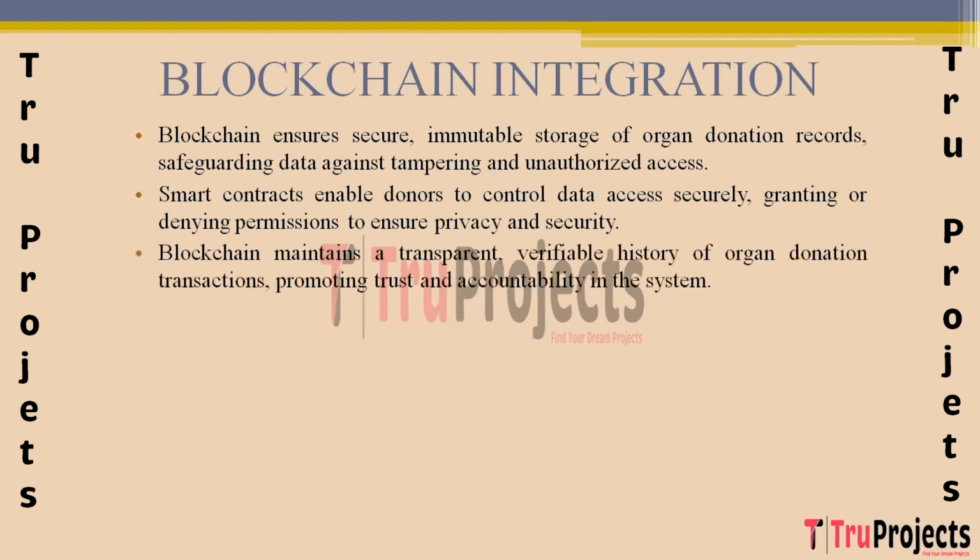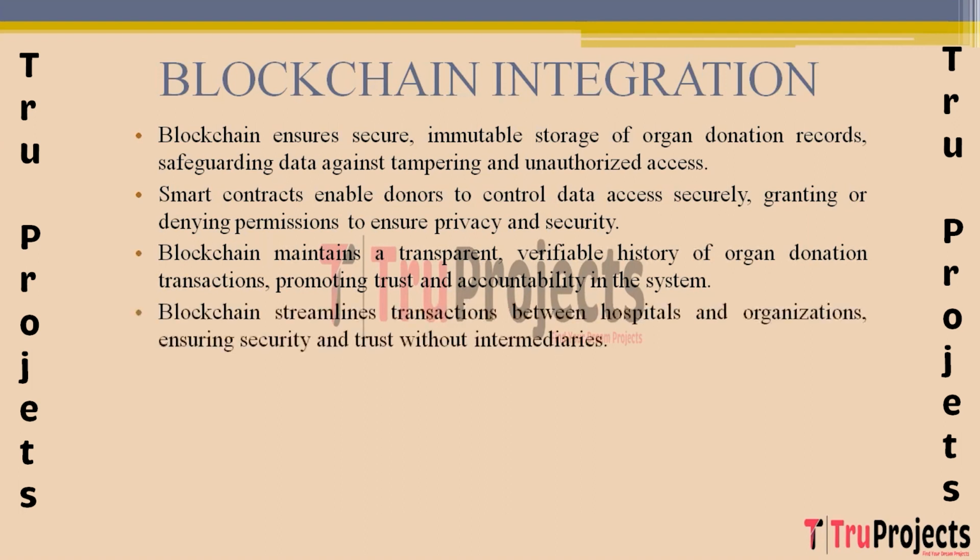The blockchain's transparent ledger can provide a complete and verifiable history of all organ donation transactions, including access requests and updates to certificate credentials. This transparency builds trust and accountability within the system. And blockchain can enable efficient and secure transactions between hospitals and organizations. When access to donor data is granted, the blockchain ensures that the process is trustworthy and free from intermediaries.